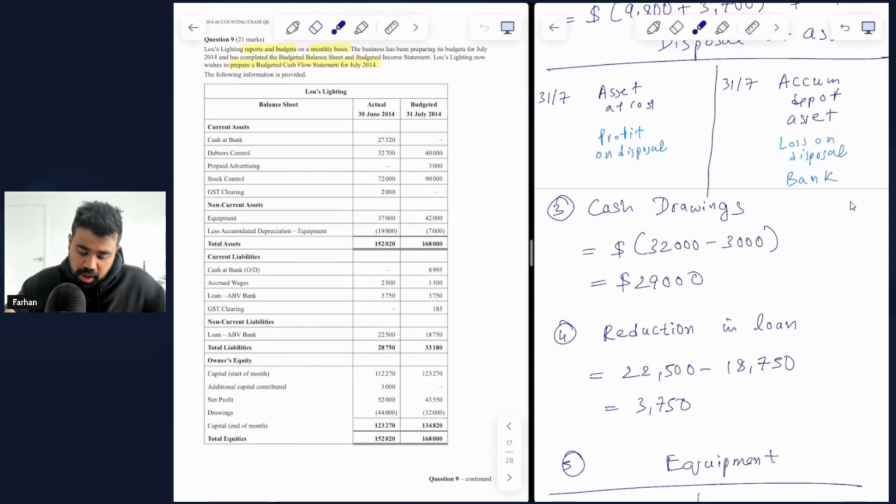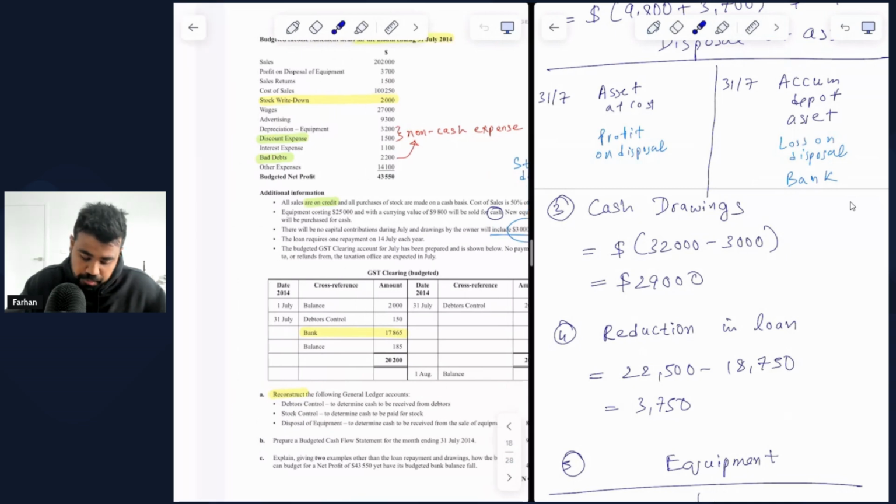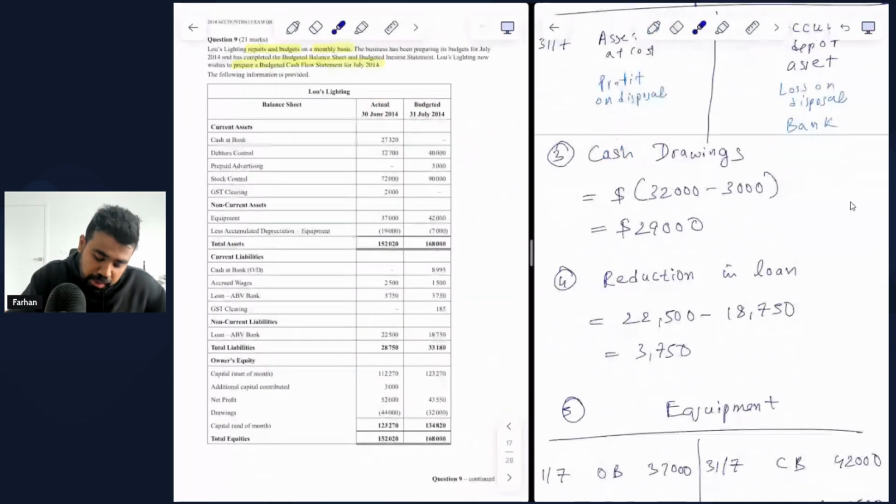All right, so let's read the next line. The loan requires one repayment on 14 July each year. So every year we make a repayment for the loan. And how do we know this amount for repayment? So you check the non-current liabilities section and you can see the loan from ABV Bank. It is $22,500 at end of 30 June 2014. But we expect it to go down to $80,750 at 31 July 2014. So this refers to reduction in loan, which in other words is also known as loan repayment.